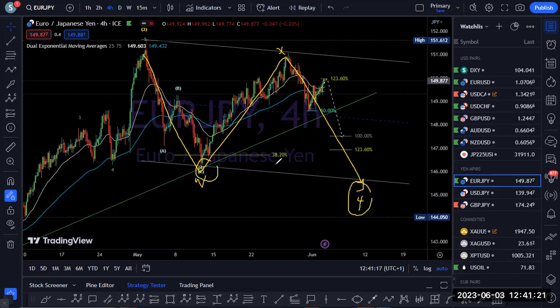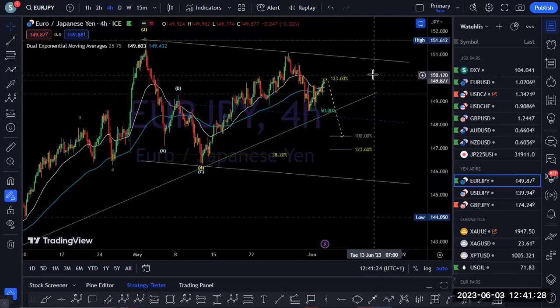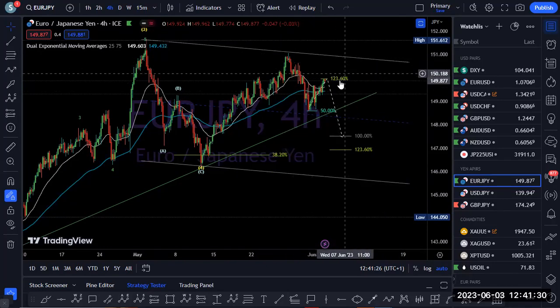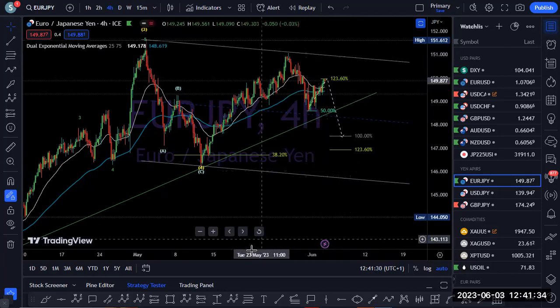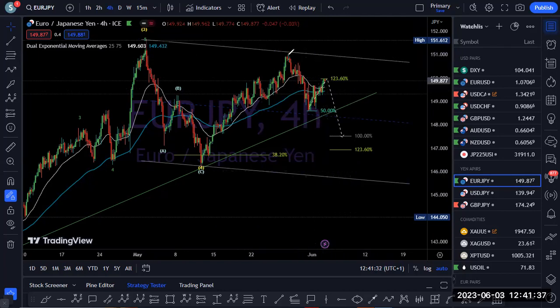Let's not be too fast, but I'm showing you what we can see in the market. Working with what we have here, let's call this wave 1, then A, B, C. It means I'm looking for wave 2 for a bigger move.